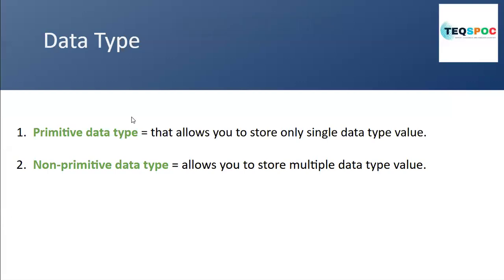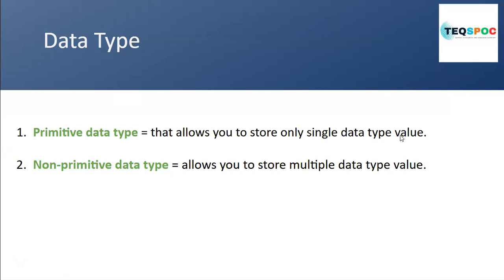Now moving to the next thing, that is data types. So what is a data type? We have seen there are different types of data type. We have seen integer, string, boolean, float. There are two types of data type, primitive data type and non-primitive data type. So what happens with a primitive data type? It allows you to store only a single data type in it, which means you can store only one data.